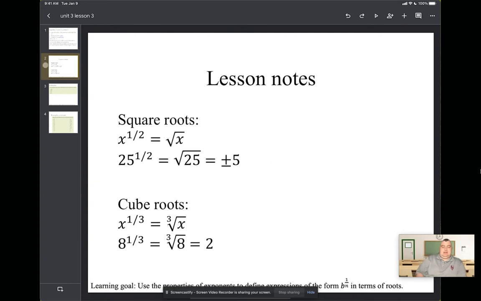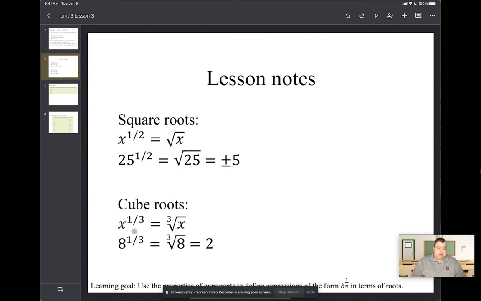And it turns out, as it says here in the lesson notes, that taking the square root of a number is exactly the same as taking that number and raising it to the power of 1/2. So, for example, the square root of 25, which we know is positive and negative 5, is the same as taking 25 and raising it to the power of 1/2. All right, if I were to go into a calculator and type in 25 to the power of 1/2, I would get positive or negative 5.